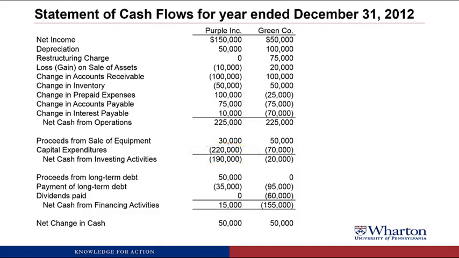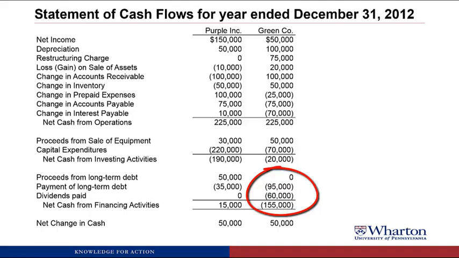Now let's take a look at Green. Green had the same high cash from operations of $225,000, but they're investing almost nothing in long-term assets. Their capital expenditures were only $70,000, and they sold $50,000 worth of equipment during the year. So what are they doing with all that cash that they're not investing? They're actually paying off financing and paying dividends.